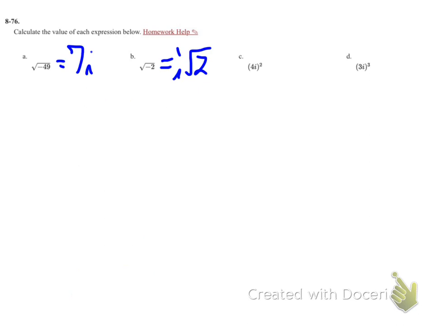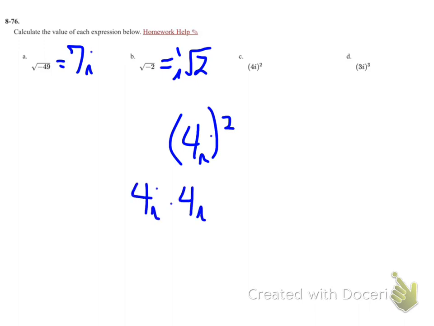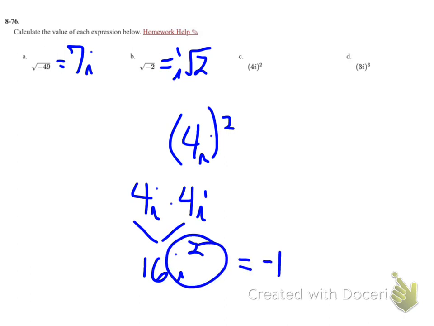Problem C, we are going to be squaring. So 4i squared is the same thing as squaring both the terms on the inside, or thinking of it as 4i times 4i. 4 times 4 is going to be 16. i times i is i squared, and i squared is negative 1. So now you have 16 times a negative 1, so the answer is negative 16.